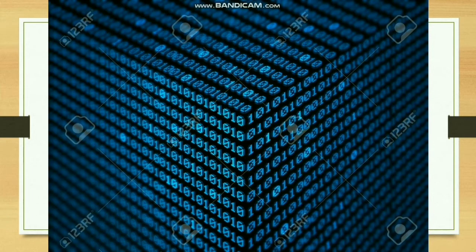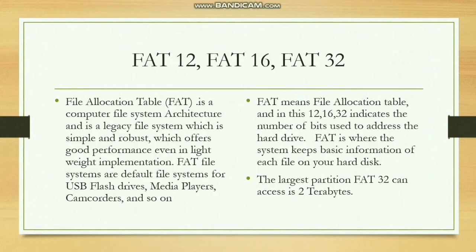And now we are moving to the next, how data is being written. Data on the hard disk, on the pen drive, on the USB drive, etc. The file allocation table or FAT, FAT12, FAT16 and FAT32 are the ways in which data is being written onto the hard disk or any other device.